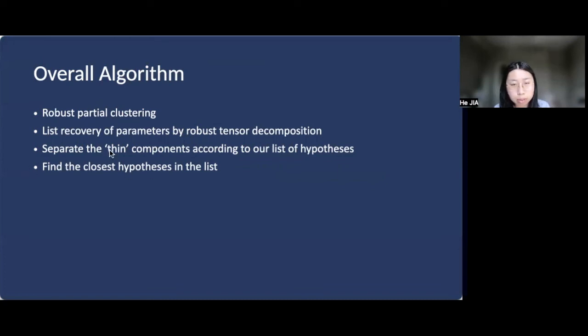Next, we'll separate the thin components from our list of parameters. Thin here means that one of the eigenvalues of the covariance is small. So if we project points onto the corresponding eigenvector, we can see our points will concentrate over a small interval. That's what this means. We'll separate those special cases because we already have good estimates of their parameters. So this can be easily done.